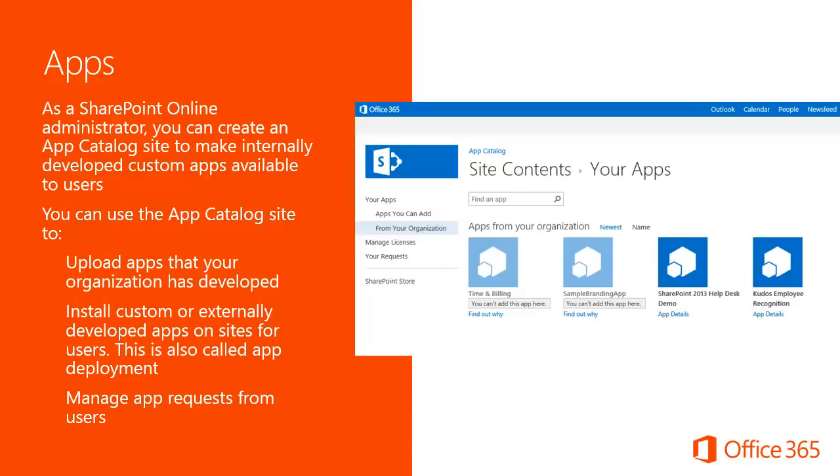In the app catalog, it is possible to upload the apps that have been developed by the organization, or also install custom developed applications by an external vendor. Eventually, the SharePoint Online administrator can also manage app requests from users and approve or refuse a specific app request.